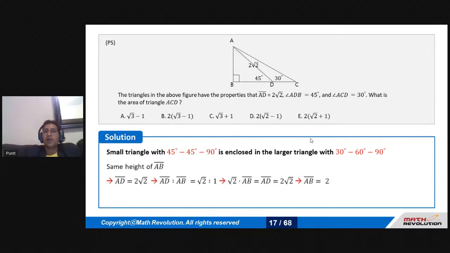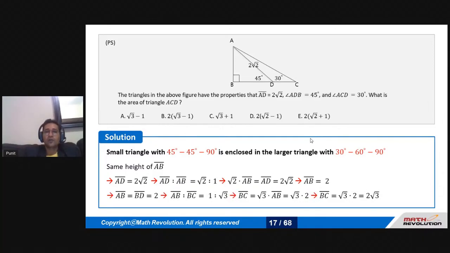Now AB is the same height. So AD is equal to 2 root 2. AD and AB ratio would be root 2 is to 1. So AB is 2. So that's a 45, 45, 90, with ratio 1 is to 1 is to root 2. Now that's already 2 root 2, which means AB has to be 2. Now that is the same height for ACB as well. AB is equal to BD because it's an isosceles triangle. So that makes it 2.